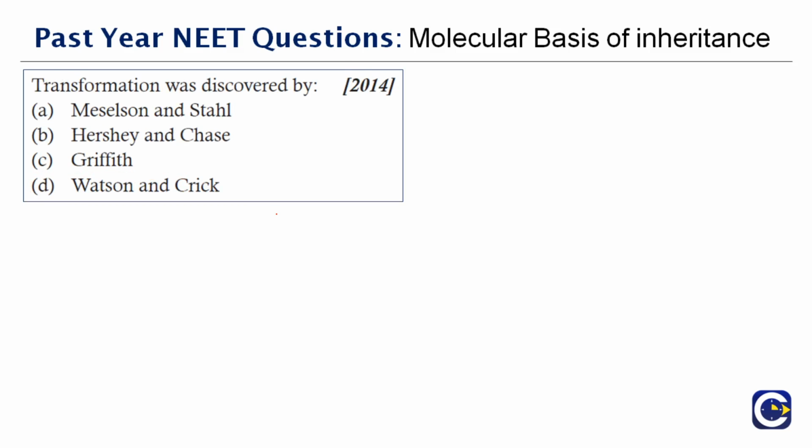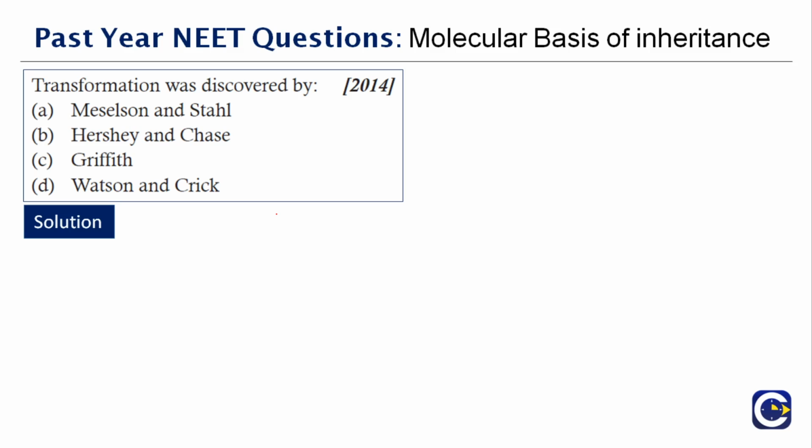Next question here. Transformation was discovered by Dash, and this is a direct question. I think many of you know what the answer is. Yes, the right answer is Griffith. He's called Frederick Griffith, in the year 1928. He was a British medical officer, and he described the process of bacterial transformation.